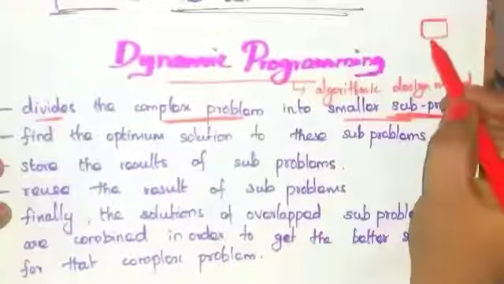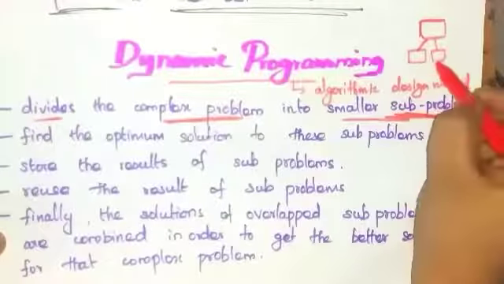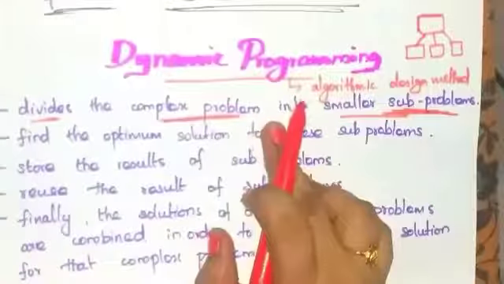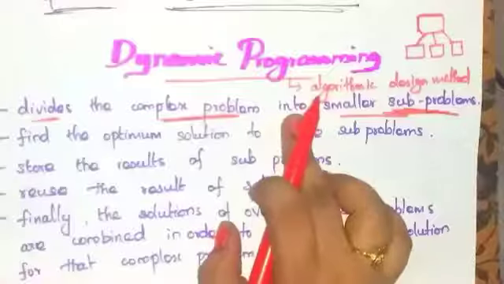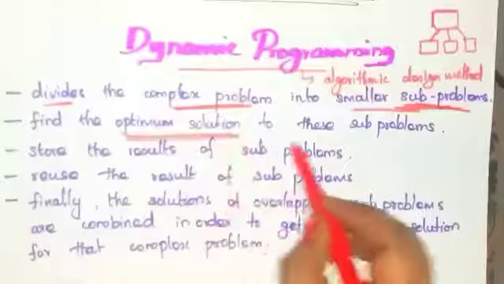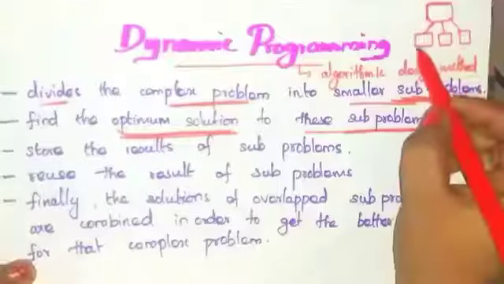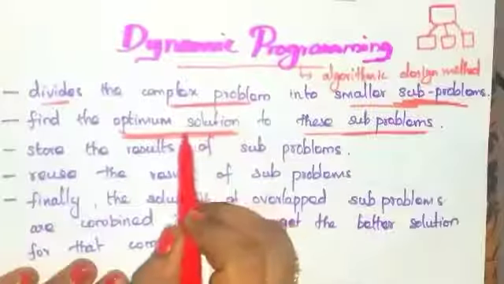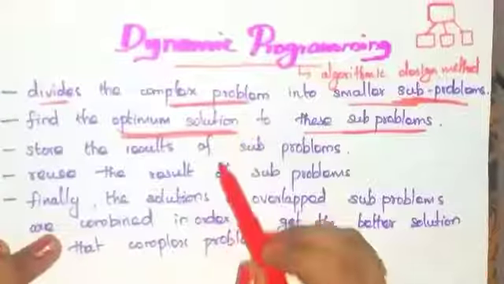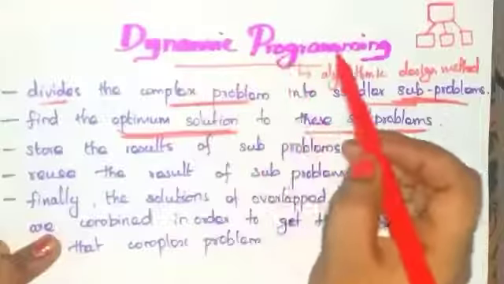See here, suppose a big problem is there. Whenever this problem is divided into smaller subproblems, then we can choose dynamic programming. Second point, find the optimum solution to these subproblems. You have to solve each of these subproblems and find the optimum solution, so you call it an optimization problem. Whenever an optimization problem is there, you can follow the dynamic programming approach.